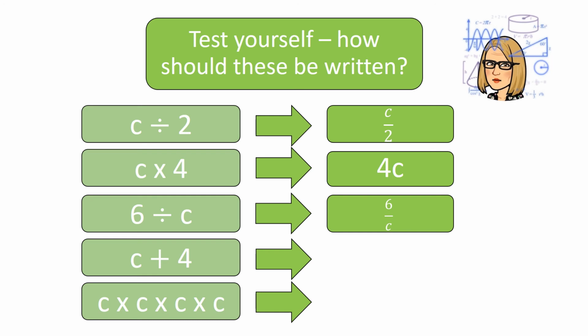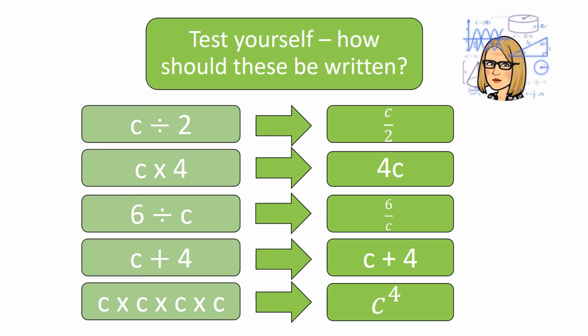c plus 4. That can stay the same. It could also be 4 plus c. And here we've got c multiplied by c, multiplied by c, multiplied by c. c multiplied by itself 4 times becomes c to the power of 4.